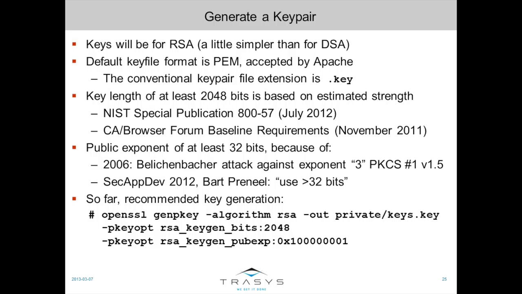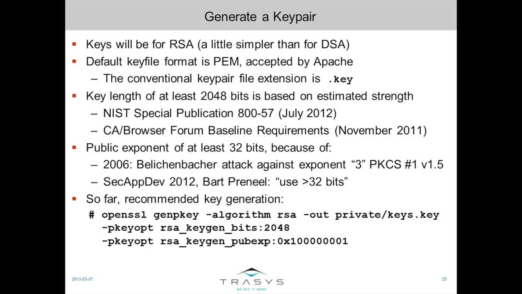By default, OpenSSL will generate the certificates in a format that's accepted by Apache as is. The format has the acronym PEM, and it stands for Privacy Enhanced Mail, I think. The conventional extension for key pair files is .key. We're going to choose at least 2048 bits because, according to NIST guidance, National Institute of Standards and Technology, they have, in one of their publications listed there, a calendar saying by when you should switch to which minimum length of key. And the CA/Browser Forum has baseline requirements which recommend the same thing. Everybody should switch to 2048.